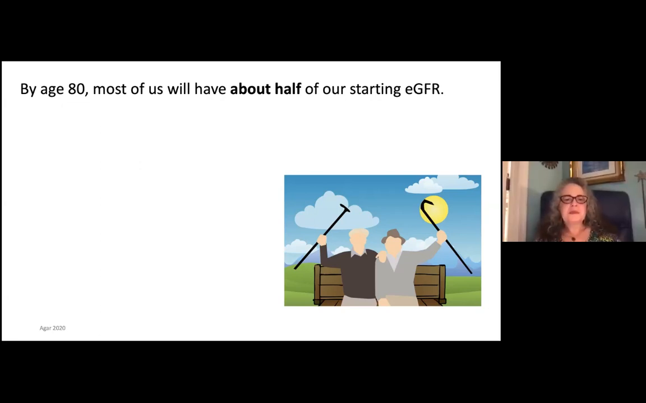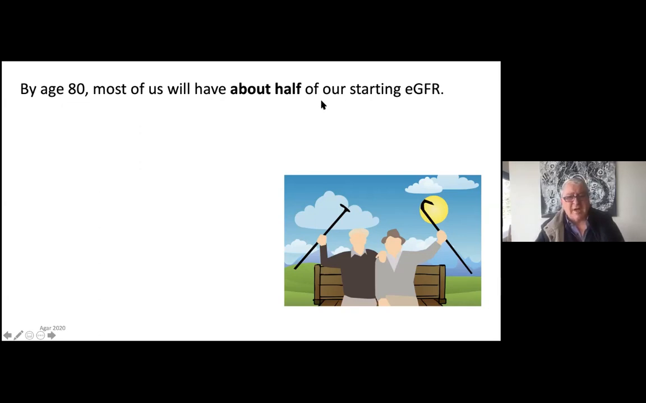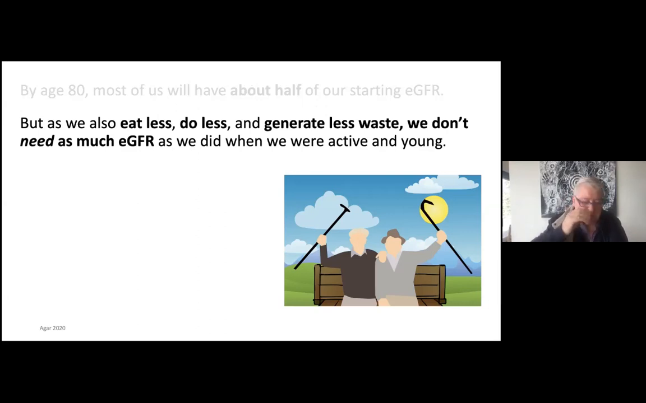Thank you. Right, so let's move on. By the age of 80, most of us will have lost half our kidney function. I think we've got that point. But as we get older, we tend to eat less, we do less, we actually generate less waste. So as we age, we don't quite need the eGFR that we did when we were playing football as an 18 or 20 year old, when we were active and young, eating lots of protein, going to the gym every day, rushing around like a bee in a bottle. We actually generate more waste then. As we get older, that lessens.